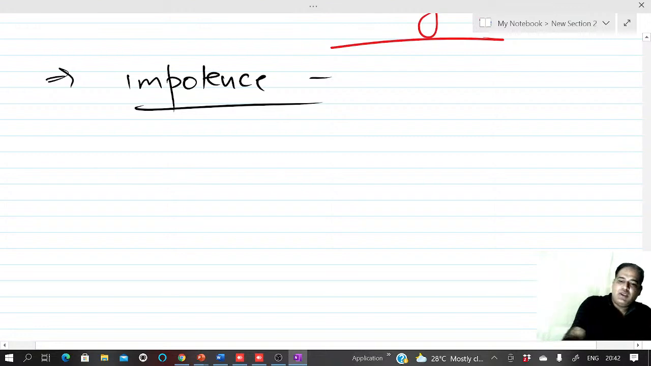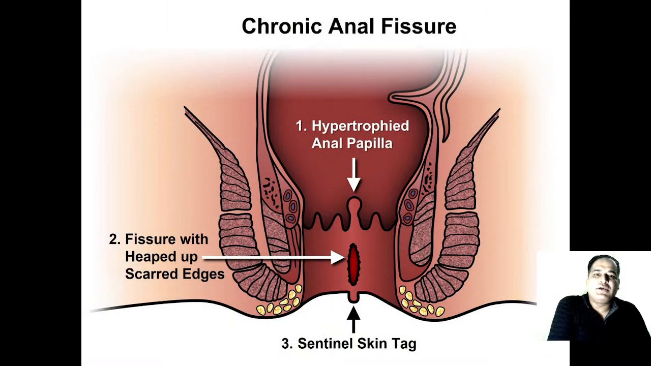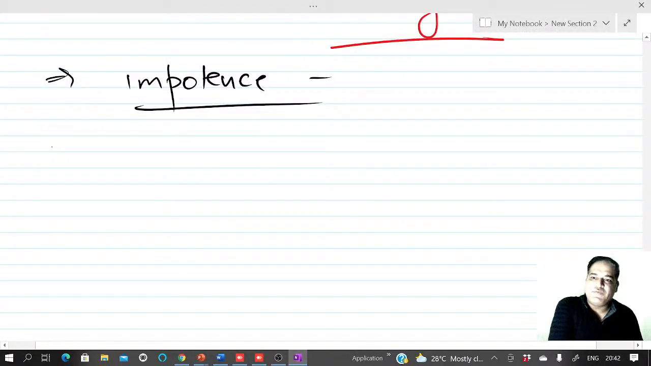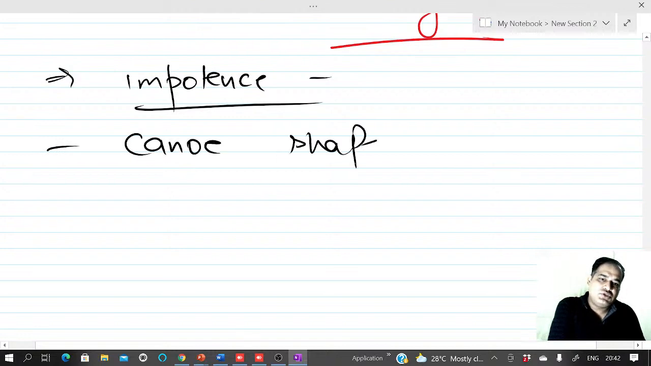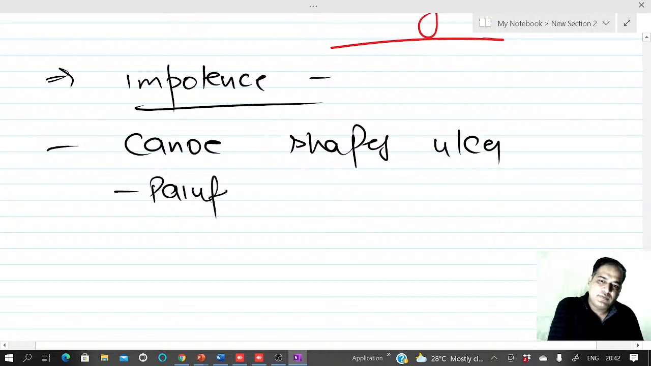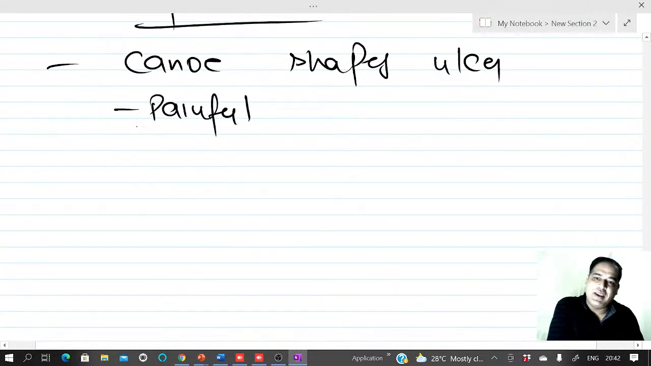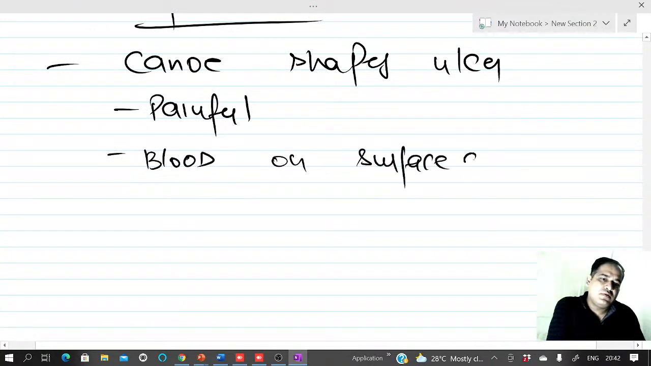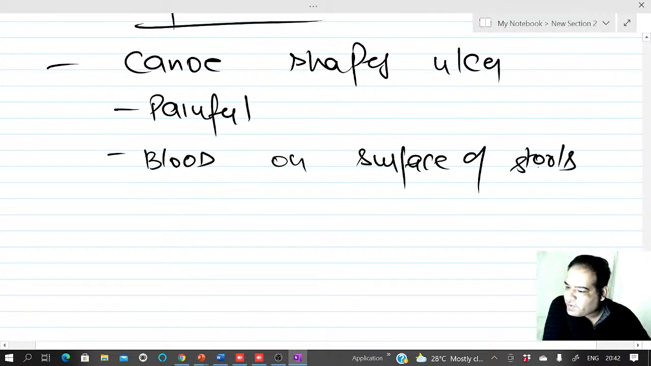Fine. So that could be a severe complication. So what is there in the chronic anal fissure? There is a shaped ulcer, excruciatingly painful. Fine. There could be blood on the surface of the stools, blood on the surface of the stool.